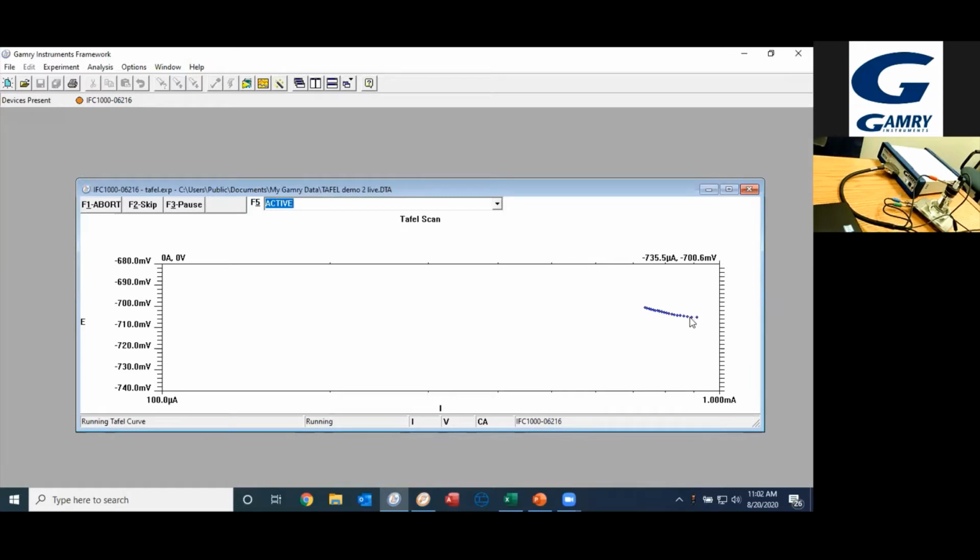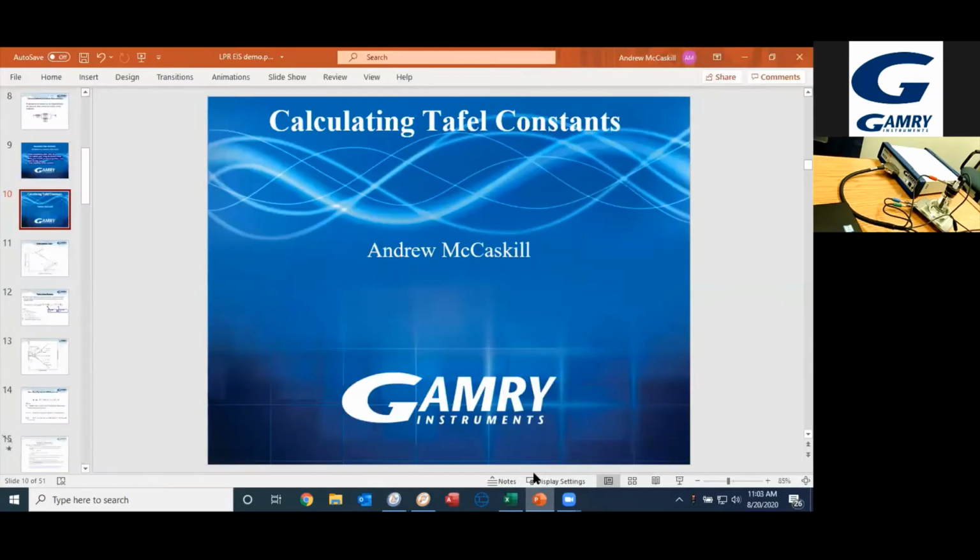So we could sit here and just watch this curve come to life, be generated, but while it's working, and it's going to take about a half an hour, I want to talk about what it is we're looking at in the Tafel constants. So let's go back to PowerPoint quickly.